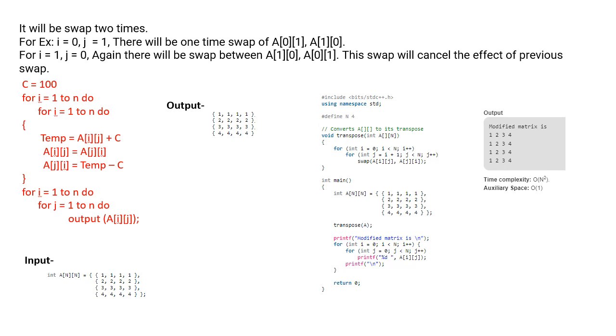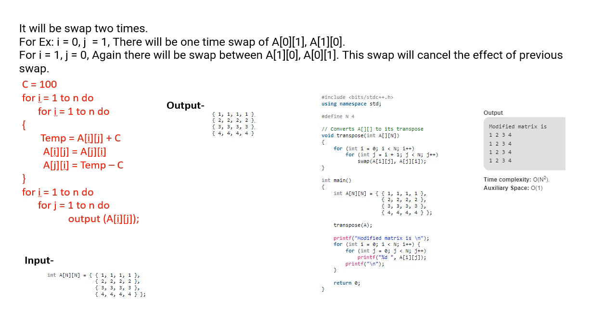Here we can see, suppose, to explain this question, i equals 0 and j equals 1. So it will swap a[0][1] and a[1][0]. Now again i equals 1 and j equals 0 will come. Then again there will be a swap between a[1][0] and a[0][1]. So it will cancel the effect, and it will be the same matrix at the end.